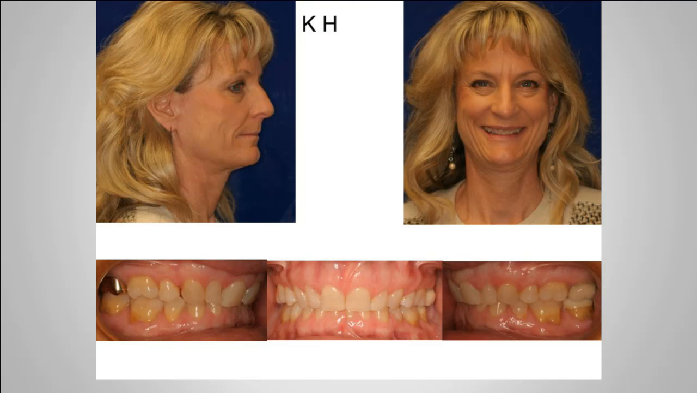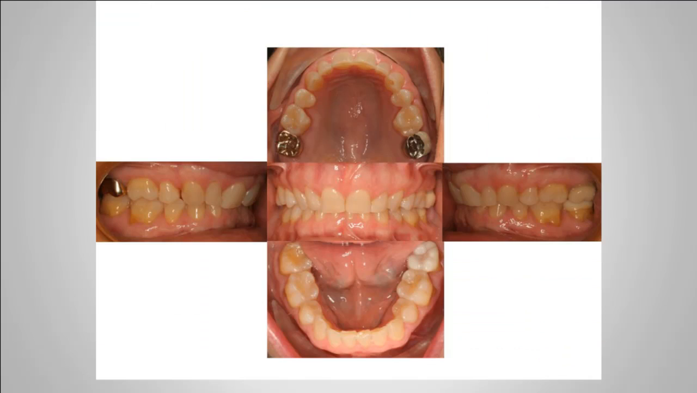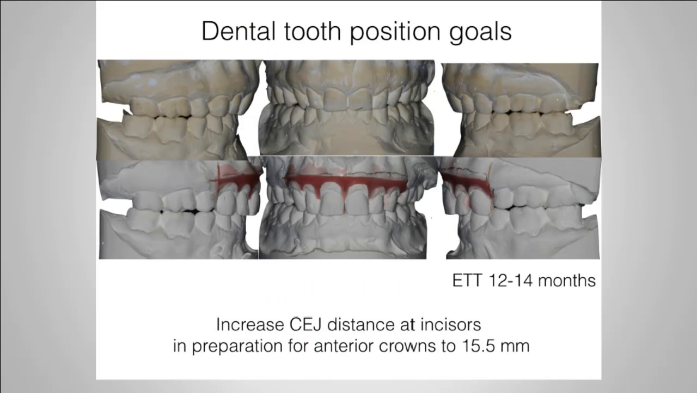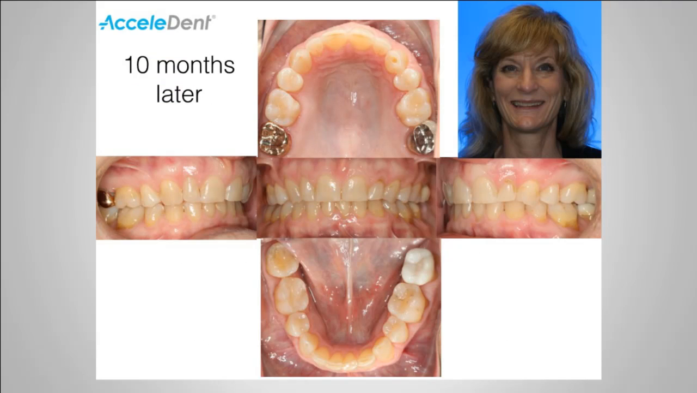And Kirsten is the last one I'm going to show. Previously extracted in her teenage years, retroclined incisors, deep overbite, very flat face, worn down incisors. The same protocol. The dentist wanted the cemento-enamel junction distance at the incisors to be at about 15.5 to 16 millimeters. I estimated 12 months of treatment.